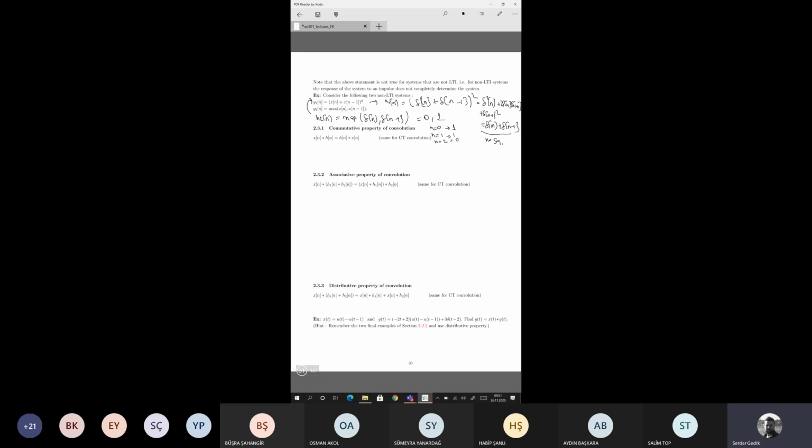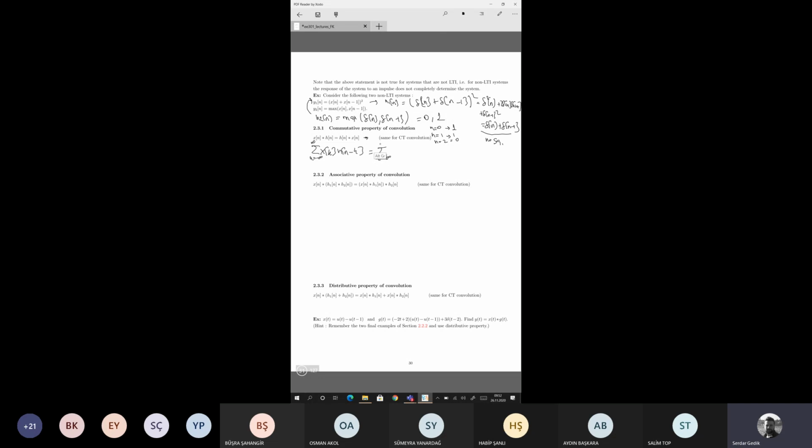Well, we know that actually we can show that the convolution operation has the commutative property. So if you simply interchange x of n and h of n, you have the same result. So if you have summation k from minus infinity to plus infinity, x of k, h of n minus k, this is actually the convolution that we have defined.